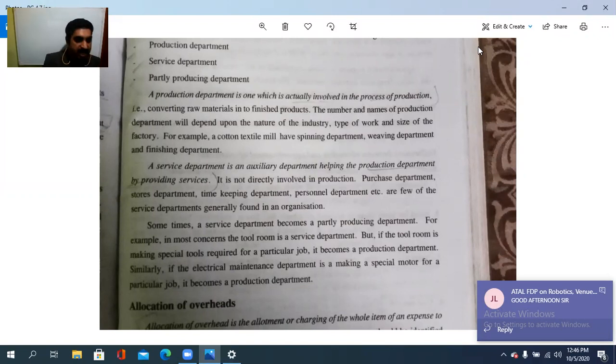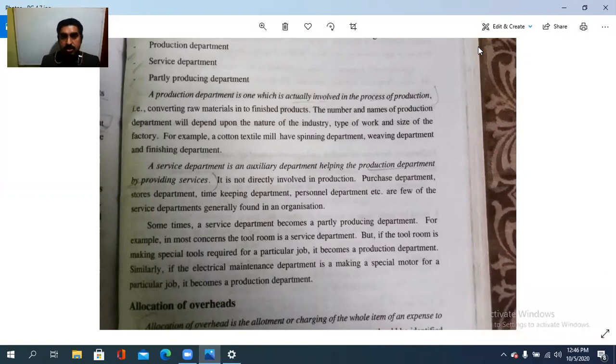That is, what converts RM into FG, raw material into finished goods? Through several production processes, isn't it? So the number and names of the production departments will depend upon the nature of the industry, the type of the work, and the size of the factory. For example, a cotton textile mill has a spinning department, weaving department, and finishing department, isn't it? Until the raw material becomes finished products, it goes step by step through each production process.